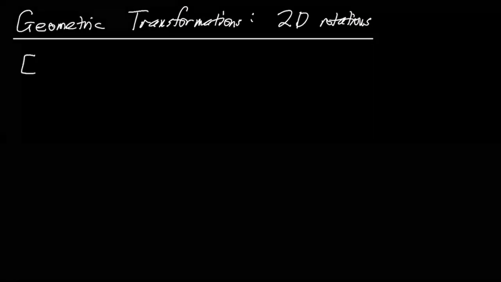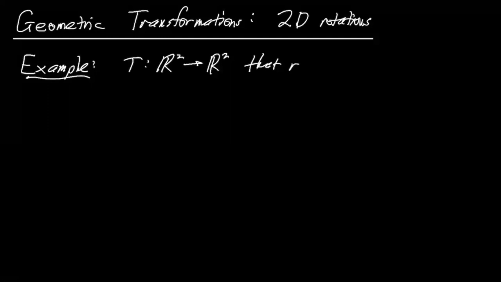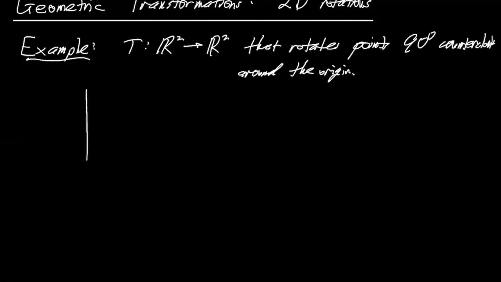We're looking at 2D rotations of the plane. Let me start with a specific example. The transformation from the plane to itself that rotates points 90 degrees counterclockwise around the origin. So, all right, if I wanted to draw what that looks like, I guess I could draw some axes here.